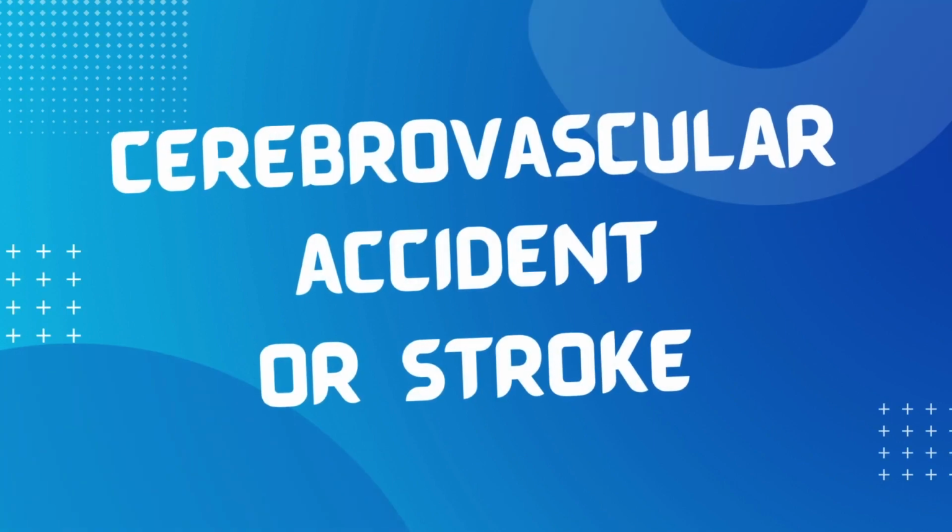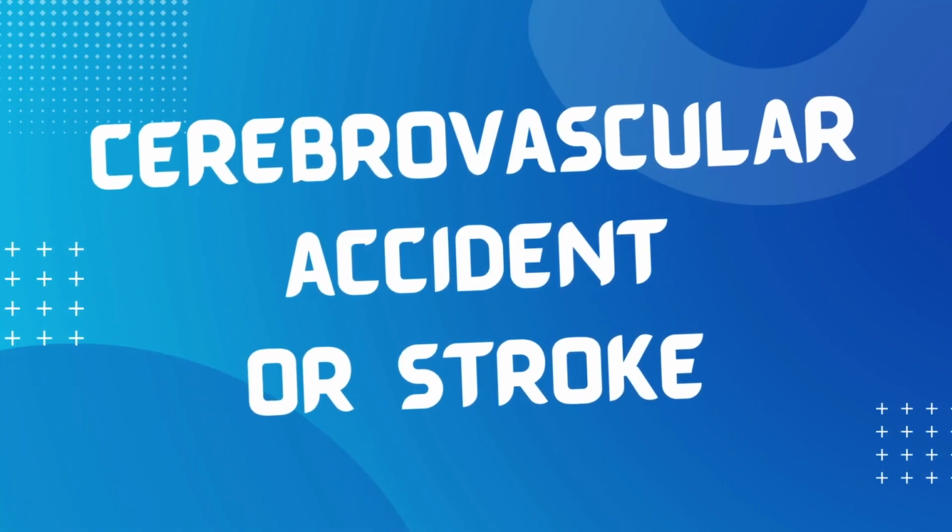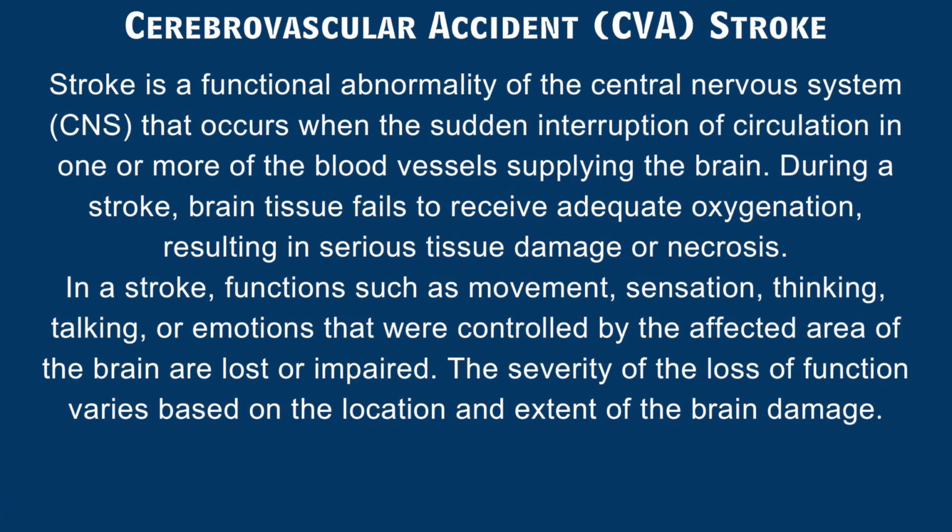In this video, we are going to cover cerebrovascular accident, or stroke. Stroke is a functional abnormality of the central nervous system that occurs when there is a sudden interruption of circulation in one or more of the blood vessels supplying the brain. During a stroke, brain tissue fails to receive adequate oxygenation, resulting in serious tissue damage or necrosis.